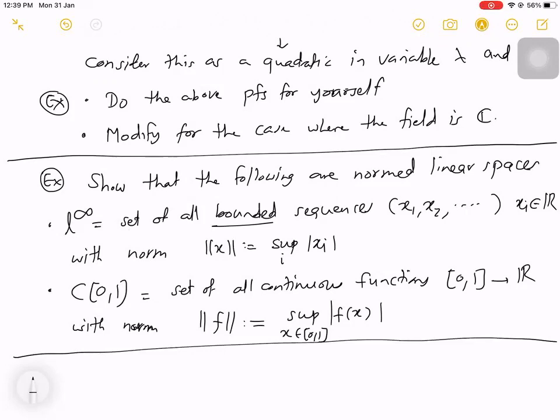All right. Just notice one thing: both of these spaces are vector spaces. Just take a moment to realize this. I can add such sequences, I can add such functions, and I can scale both of them. Both of these are infinite dimensional.